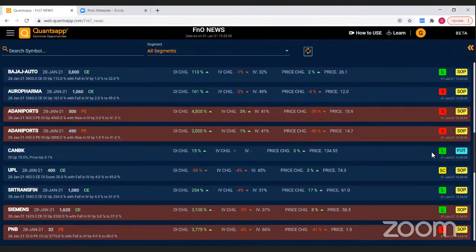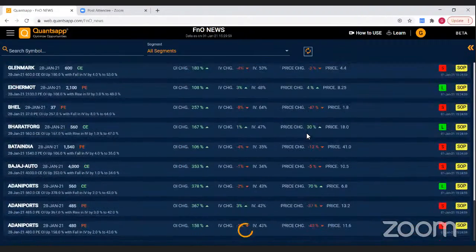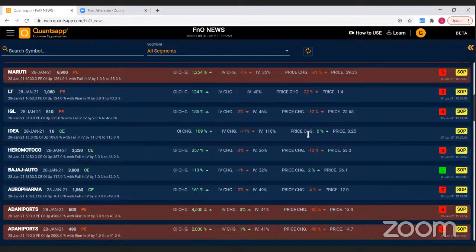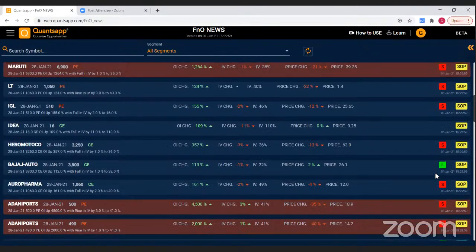And when you say long, long means when the prices are going up and OI is also increasing at the same time. So when OI and the price increase, it's long build up. Short build up means when the OI increases and the price goes down. And then you can even see the long unwinding and short covering.